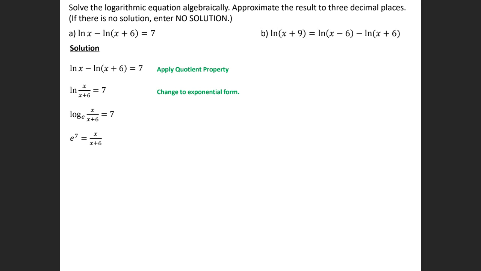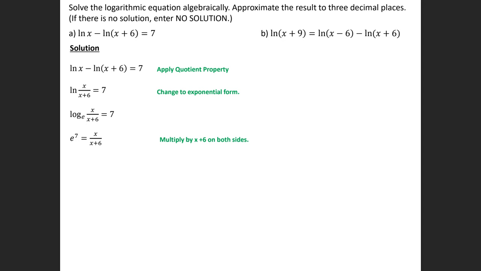Okay, so I can change it to exponential form. This is the log of base e of x divided by x plus 6 is equal to 7. Let's go ahead and convert to exponential form. This gives me e to the 7th is equal to x over x plus 6. Okay, so one thing we can do is cross multiply since we do have a proportion, or we can just do algebra.